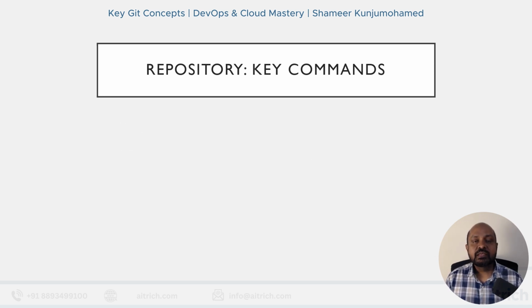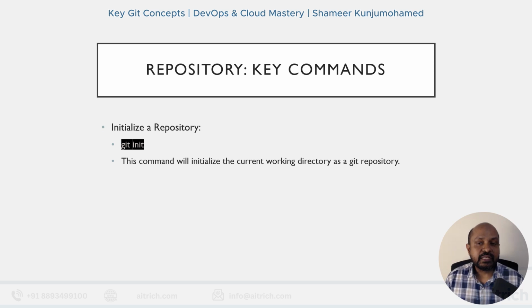Okay. First, we have this git init command. This command transforms the current working directory into a full-blown Git repository. It creates a new .git directory under your root folder where all the version history and Git settings, all the metadata related to Git will be stored.